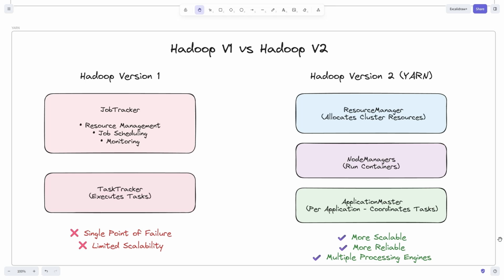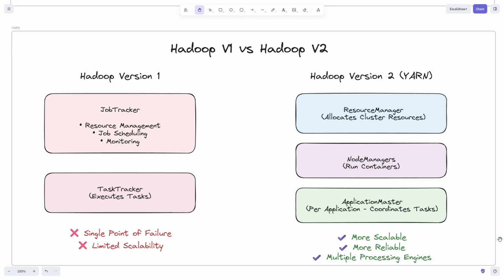To overcome the limitations of Hadoop V1, Hadoop version 2 introduced Yarn, yet another resource negotiator. Yarn separates resource management from job execution. The resource manager manages resources across the entire cluster. It decides how much CPU and memory each application receives. The node manager runs on each worker node. It monitors resource usage and manages containers on that node.